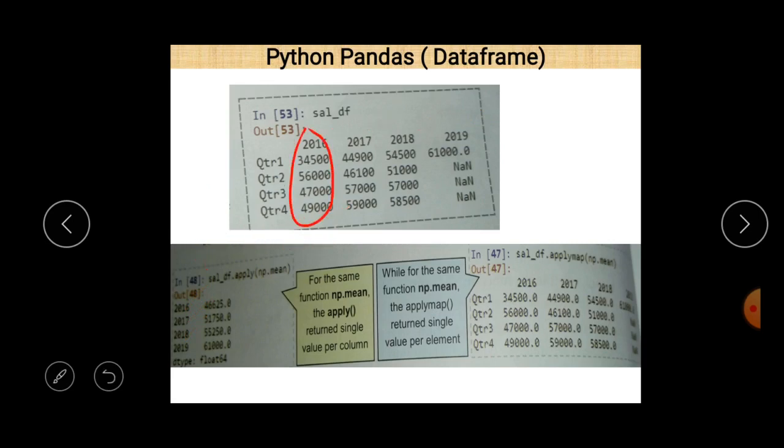Okay, now the mean of all these four values will be printed on the screen, and by default the axis is 0.